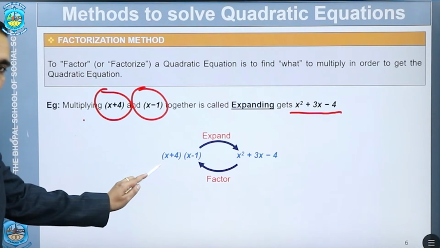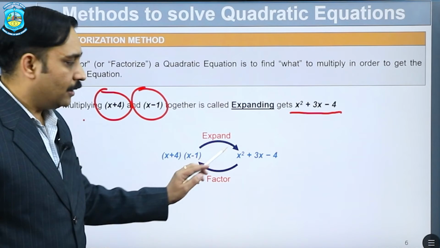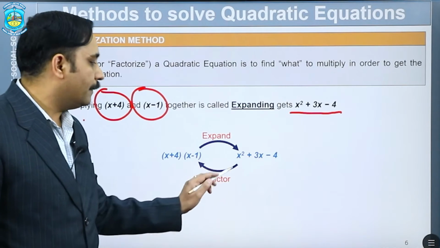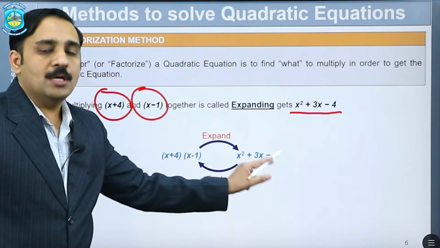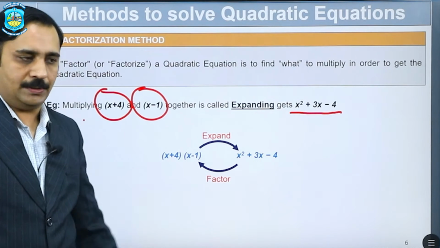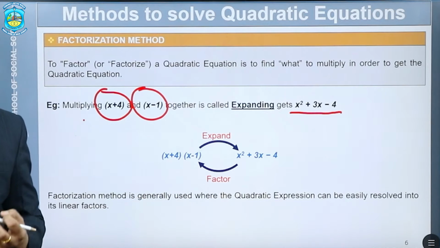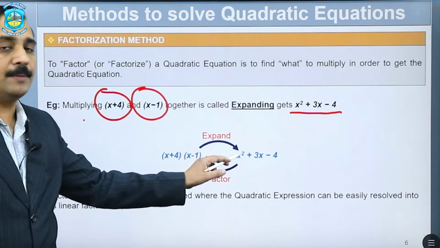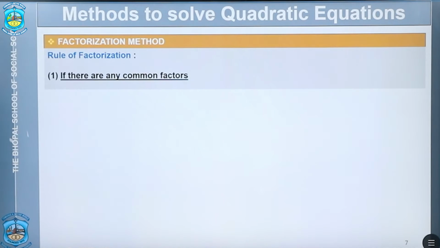That means x plus 4 multiplied by x minus 1, this is called a factor. And if I expand it, if I open the bracket and solve it, I'll get the equation. This is called expansion. The opposite of this is factorization. So what we do now is, from the given equation, we try to find out the factors in terms of which we can break this equation. So the factorization method is generally used where the quadratic expression can be easily resolved into its factors. If you can easily break this given equation in terms of its factors, we make use of the factorization method.